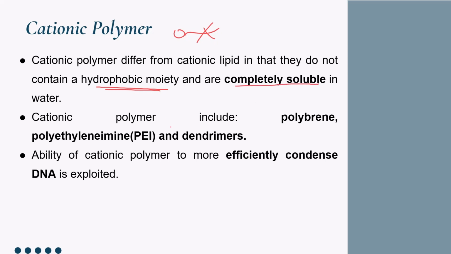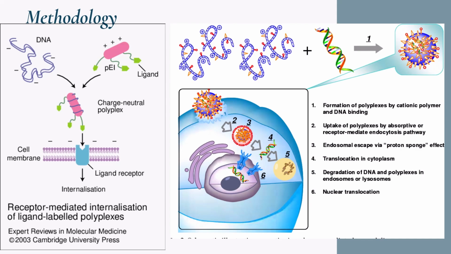The cationic polymer examples are polybrene, PEI (polyethylene imine), and dendrimers. The ability of cationic polymers to efficiently condense DNA is exploited. They can condense the DNA very efficiently because the polymer is positively charged and DNA is negatively charged. That is the principle. Here in the methodology, we take the PEI and the DNA, it incorporates the DNA and it gets internalized into the cell.